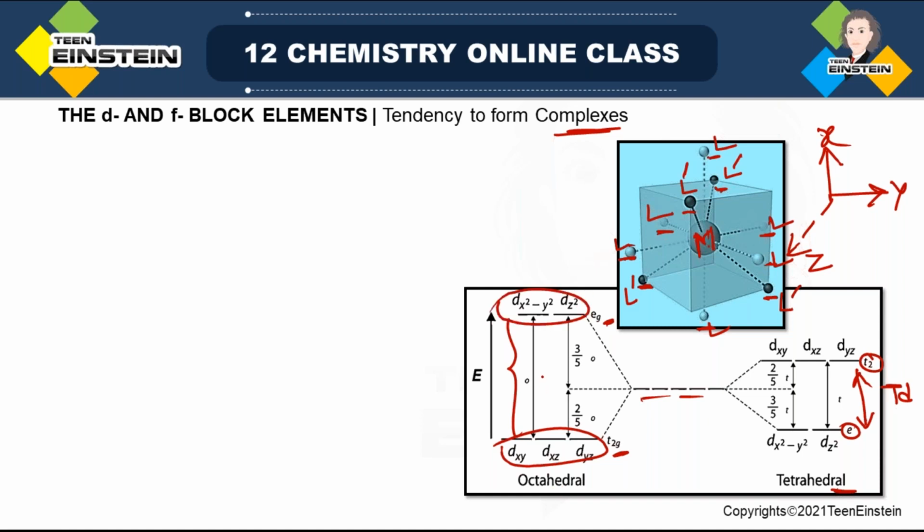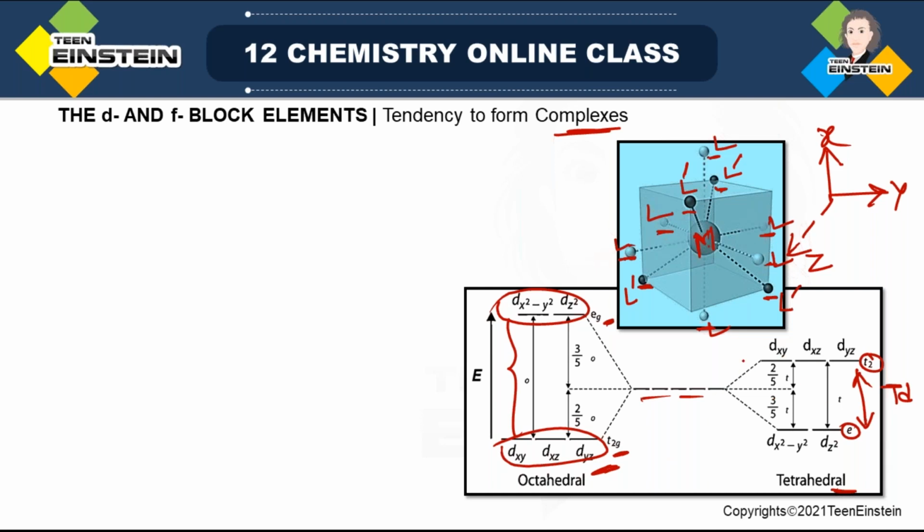So there will be direct interaction with the ligand when the ligands are approaching along the axis, and that is why their energy will be high. And these three have lower energy. But for tetrahedral, now the situation is different.